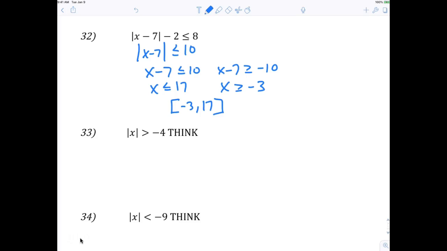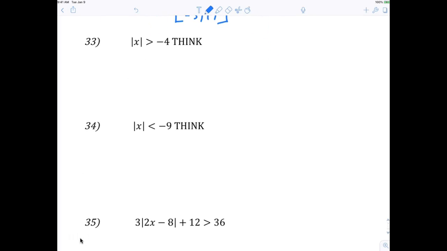All right, thank you. Everybody take a look at number 33. Everybody's got to think about this. When is an absolute value greater than a negative? Never. No wait, the absolute value is always greater than a negative. Always, remember? All real numbers. Everything's good. It can be all real numbers, or you can say from negative infinity to infinity. Just please think about it. Be careful.